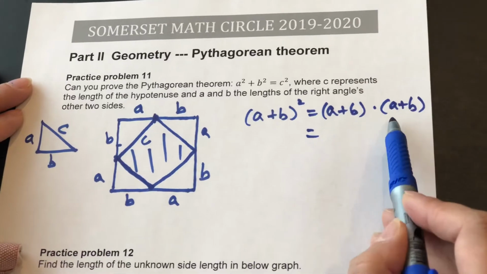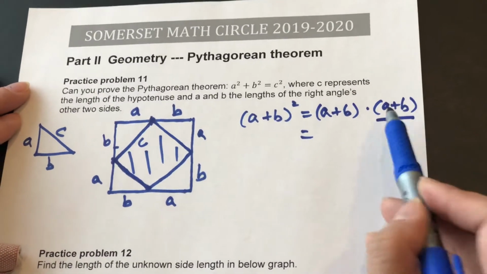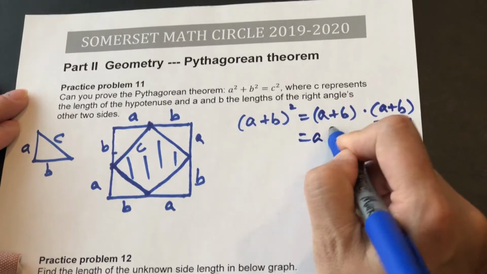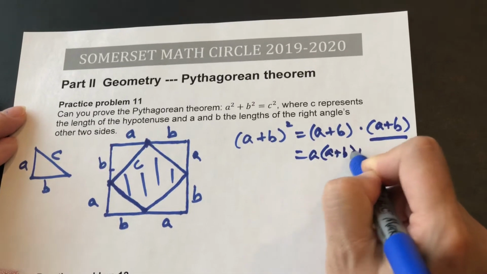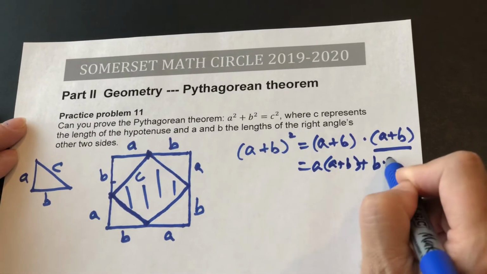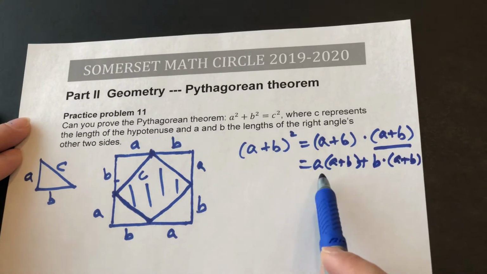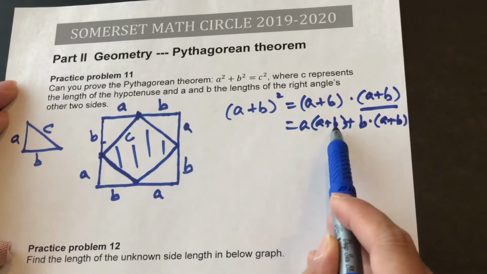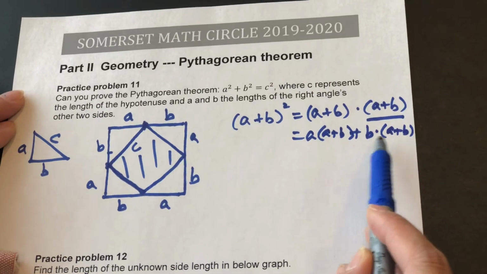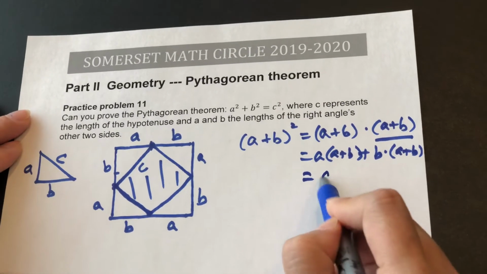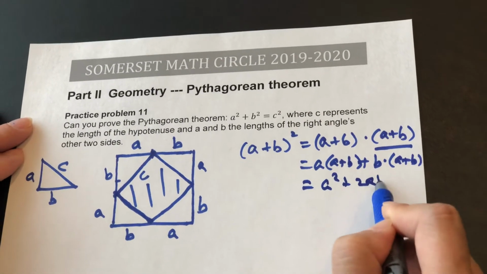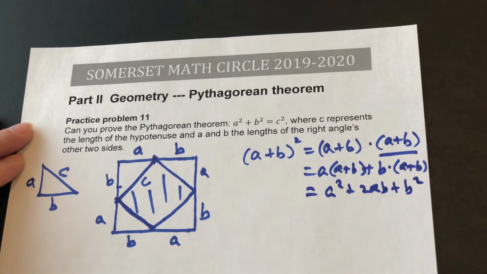Distributive properties. If we look at this second item as one thing, then you have A multiplied by A plus B, plus B multiplied by A plus B. Then we use the distributive property again. A multiplied by A, A multiplied by B, B multiplied by A, B multiplied by B. Eventually, you would get A squared plus 2AB plus B squared, okay?